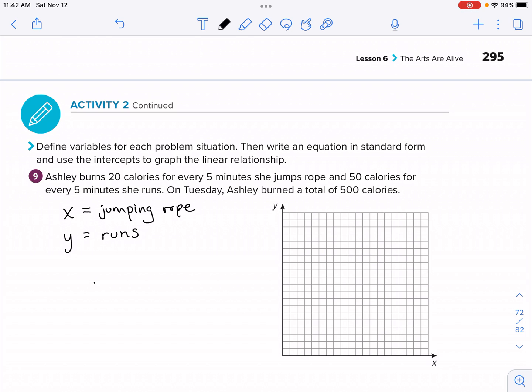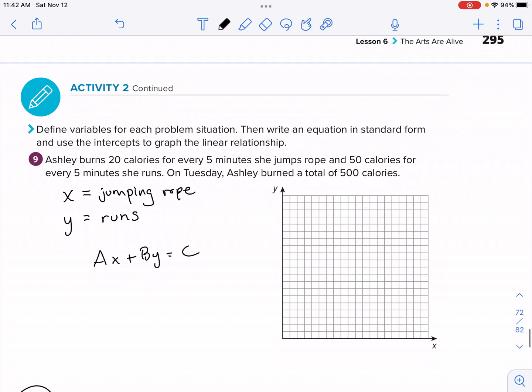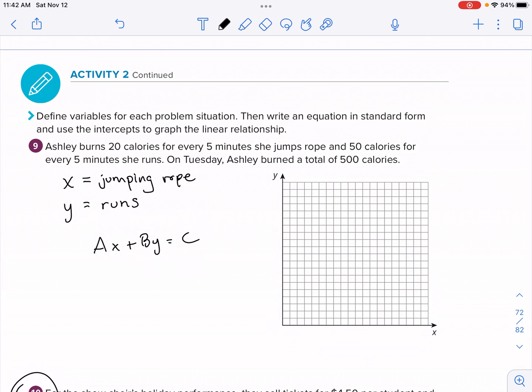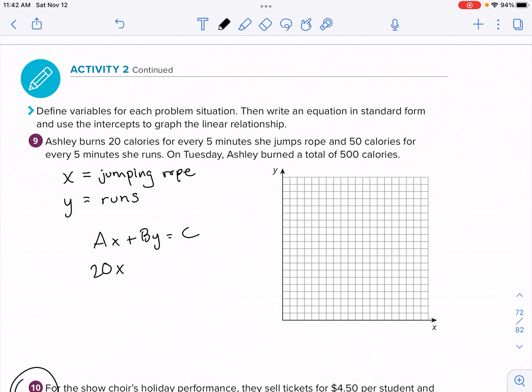So if we were to write this, ax plus by equal to c, the equation would be x represents jumping rope. She burns 20 calories jumping rope, so that's 20x. Y represents how much she runs. She burns 50 calories every 5 minutes that she runs. And then on Tuesday, she burned a total of 500 calories.